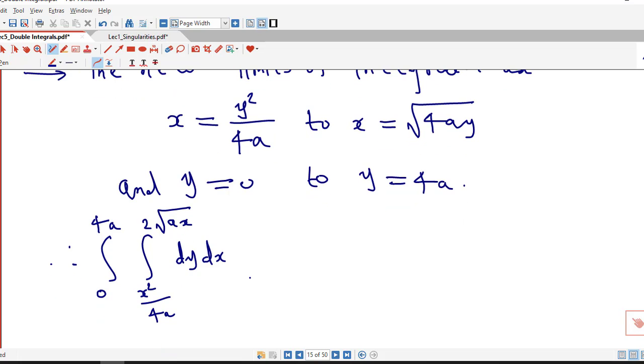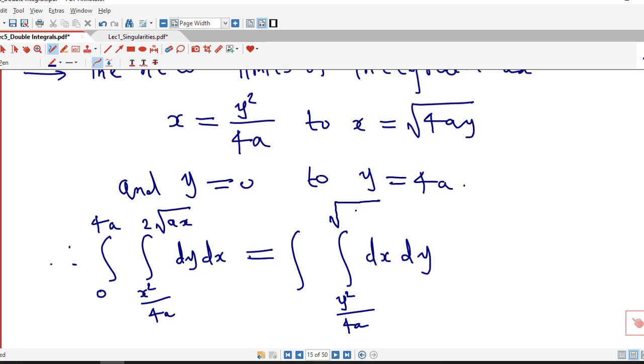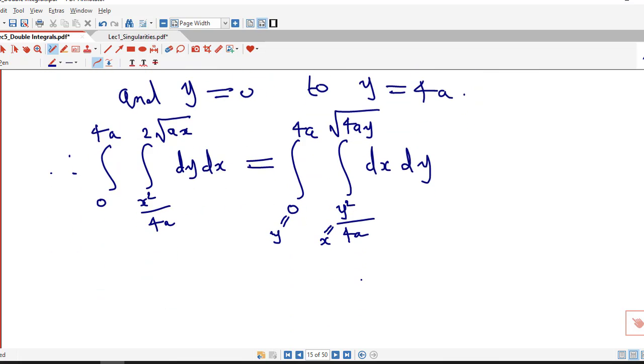So after changing the order of integration, this integral is equivalent to this integral. Instead of dy dx, now we write dx dy. Limits of x are from y square by 4a to square root of 4ay, and y is from 0 to 4a. So these are the limits of y, these are the limits of x. So this is the equivalent integral obtained by changing the order of integration.